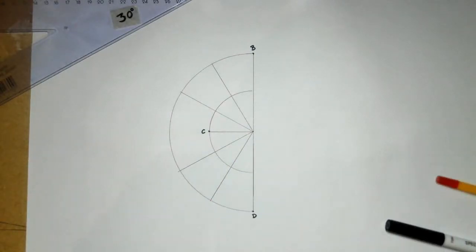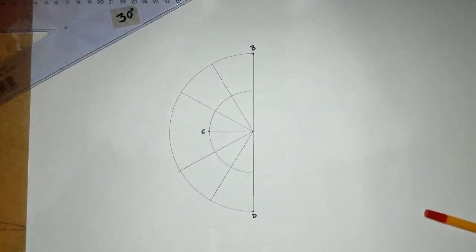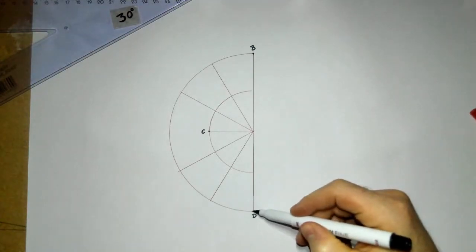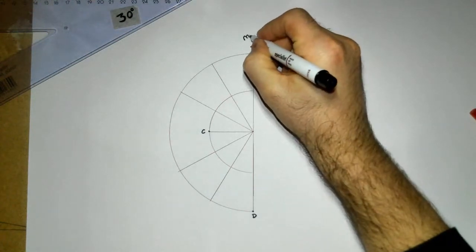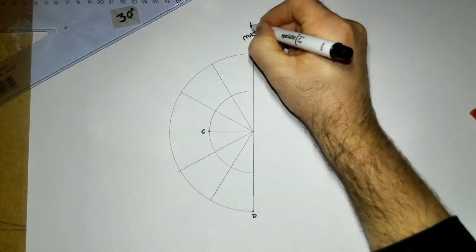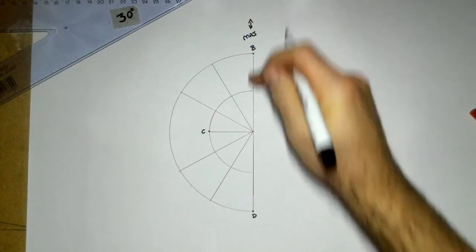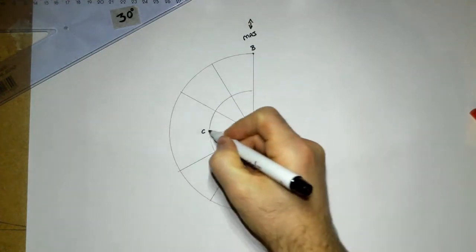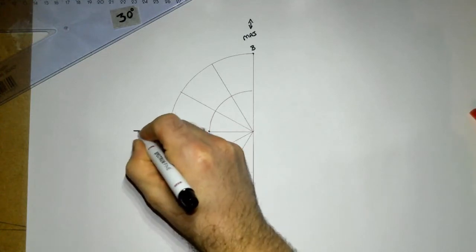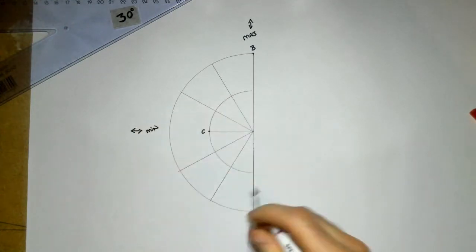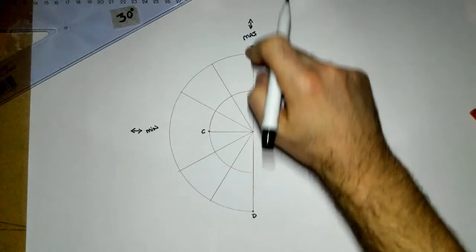Just on completing the ellipse here, a quick pointer. What I would always note is the direction of my major axis. My major axis in this case is going up vertically, so I'll put in MAJ for major, and a little arrow going up and down. That means my major axis is going vertically. My minor is going horizontal, so I'll put in MIN, and a little arrow going left to right, so that we know my minor is that way and my major is that way.